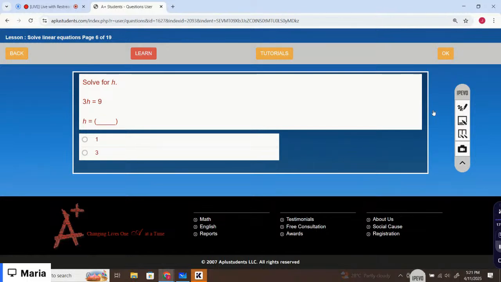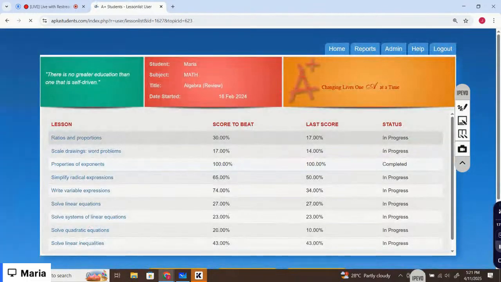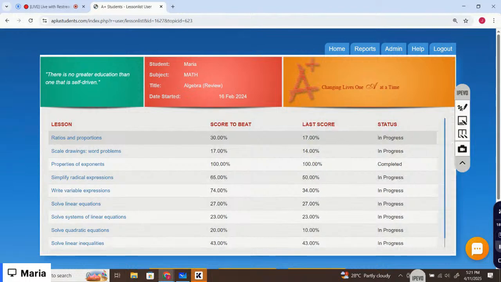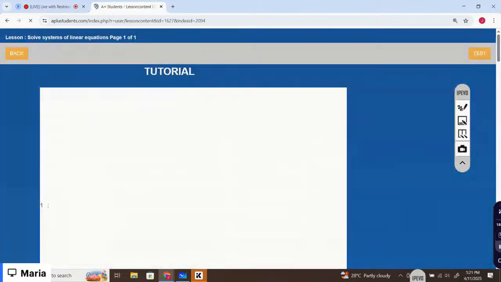H equals 9, so H equals 3. Option number 2 is the correct option. Okay, you can complete the lesson by yourself later today. Let's just move on to the next lesson. The next lesson is solve systems of linear equations.